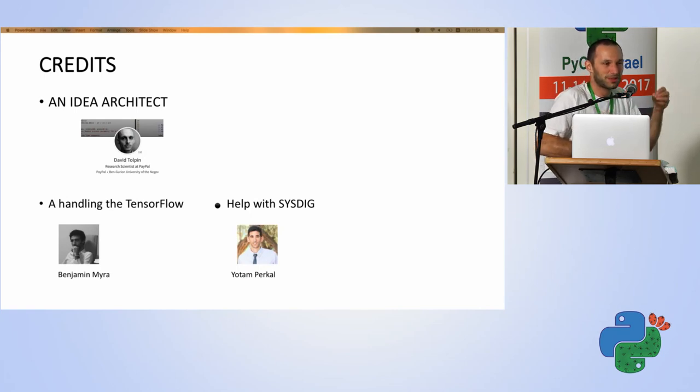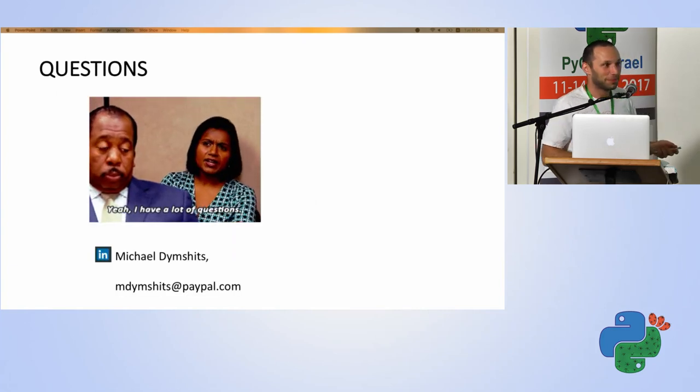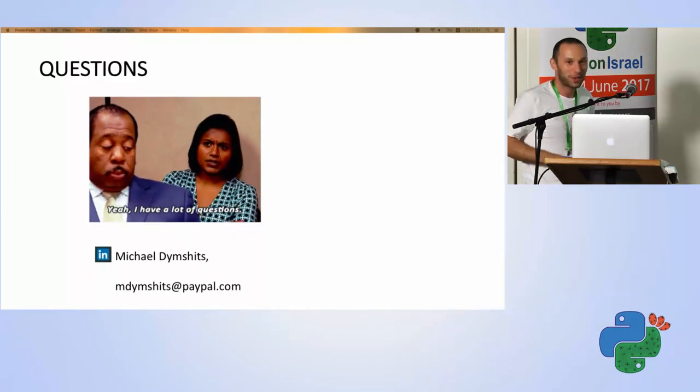Somehow in TensorFlow, sometimes you receive errors and you have no idea where they come from. You can't just print the variable, and sometimes it takes a few minutes and sometimes a few weeks, and I had both cases. I would also like to mention Yotam, who is sitting here in the third line. He helped me with what I presented in the beginning, how to record the system calls. It's his and David's help for this presentation. If we finished, questions are welcome.